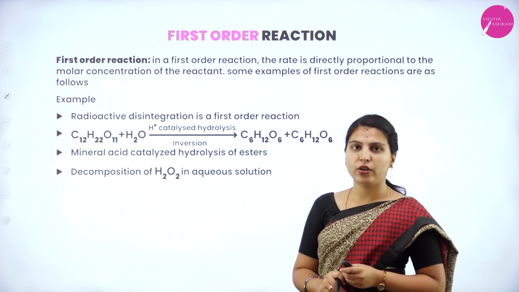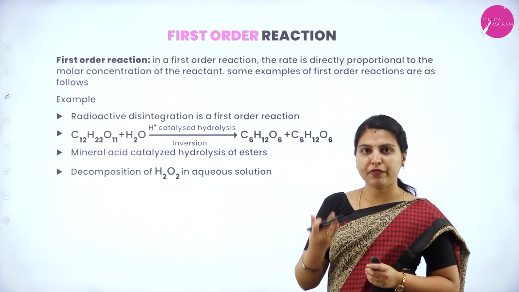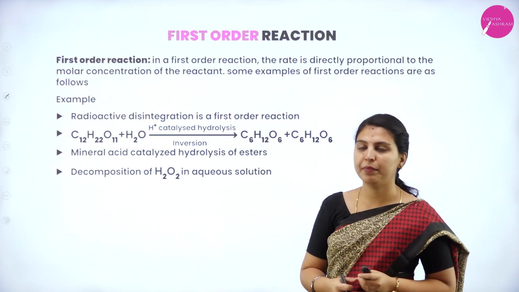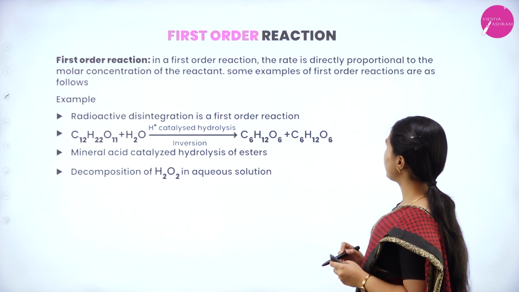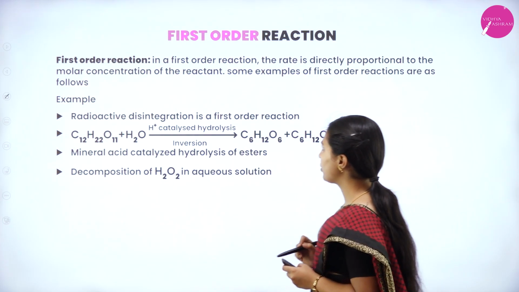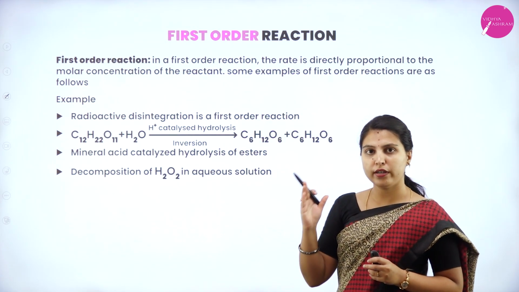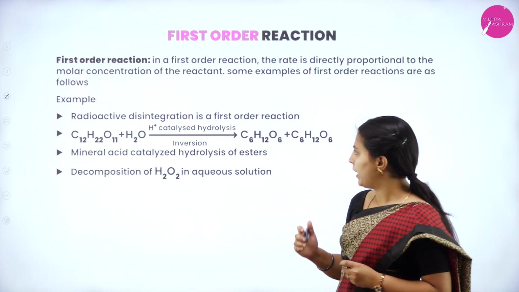Next, first order reaction. In order of a reaction, it may be first order, it may be second order, or it may be zero order reactions that are present. We'll see now the first order reaction. In a first order reaction, the rate is directly proportional to the molar concentration of the reactant. Means the overall rate is directly proportional to the molar concentration of the reactant.